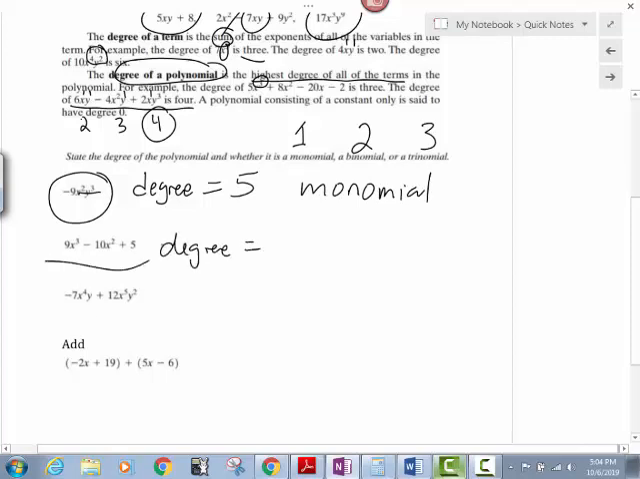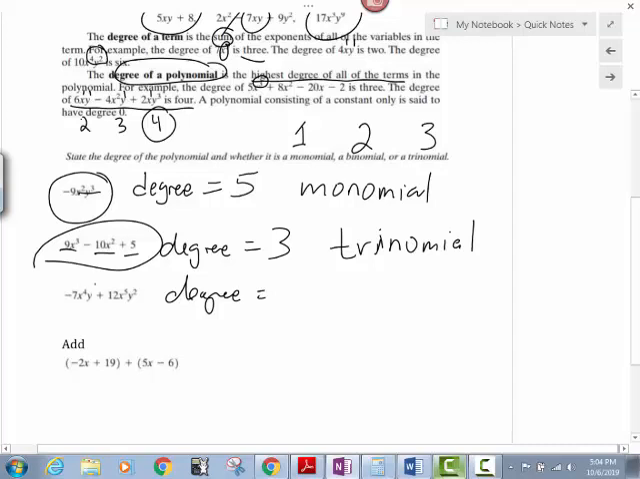Okay. The degree of the next one. Okay, what's the highest exponent here? Well, the degree is 3. And if I notice, I have 1, 2, 3 pieces, so this is going to be a trinomial. Okay. Let's do the next one here. The degree, let's see, that's a 1, so the degree of that piece is 5. 5 and 2 is, okay, so the degree is going to be 7. And if you notice, I have 1, 2 pieces. This is what we call a binomial, okay?